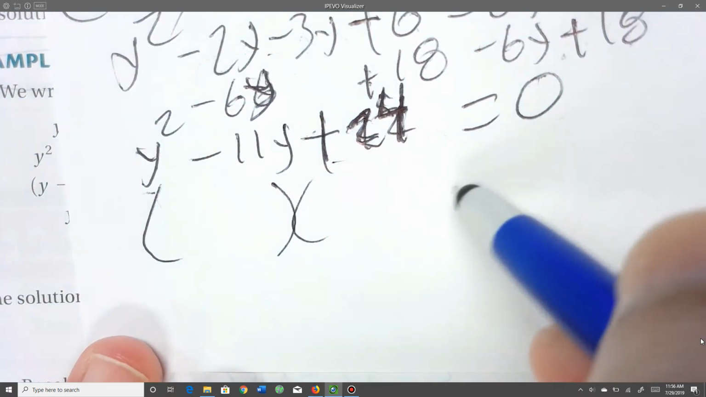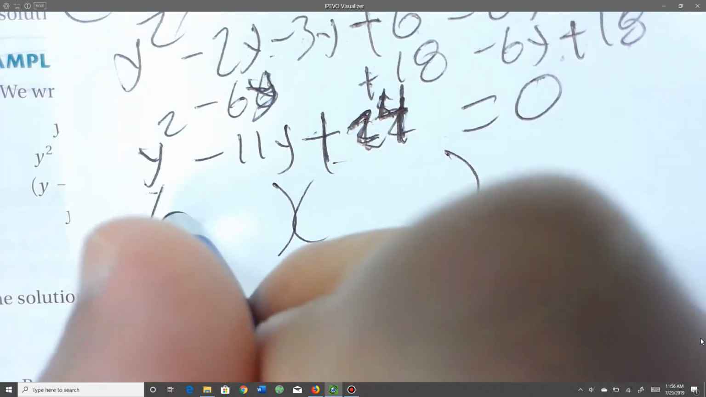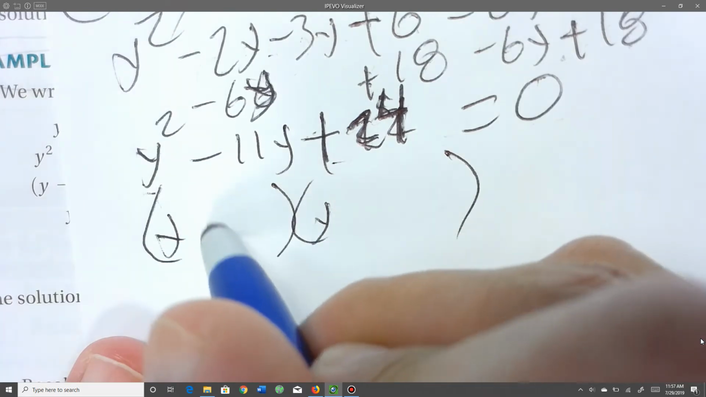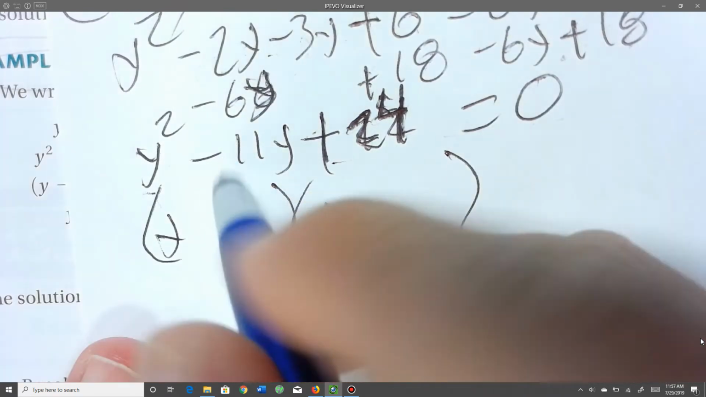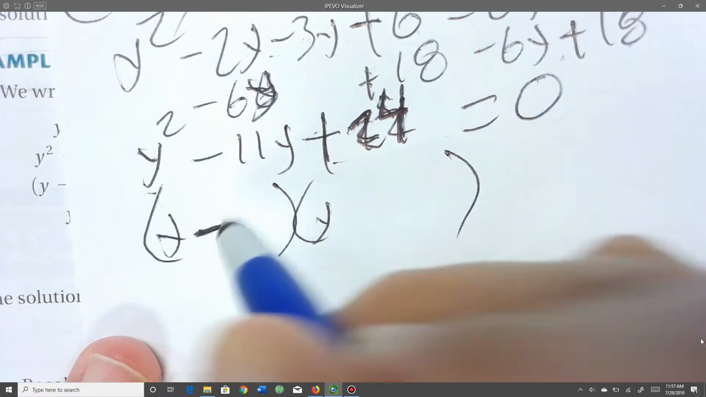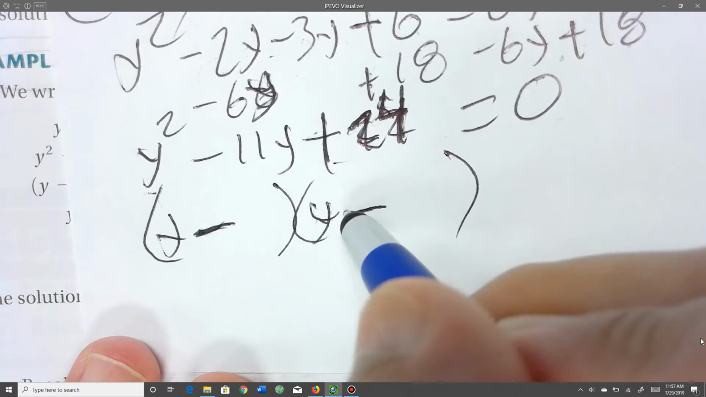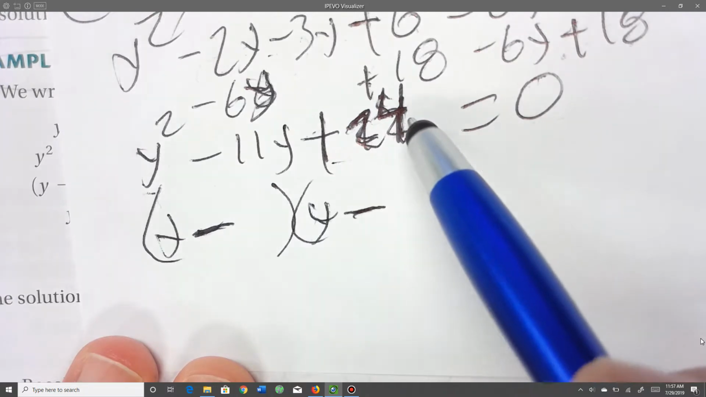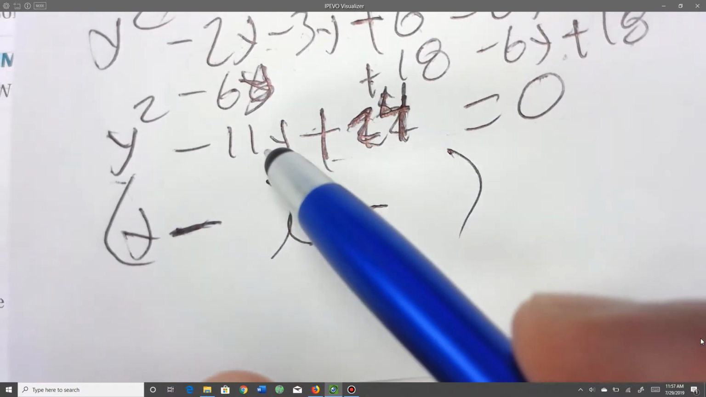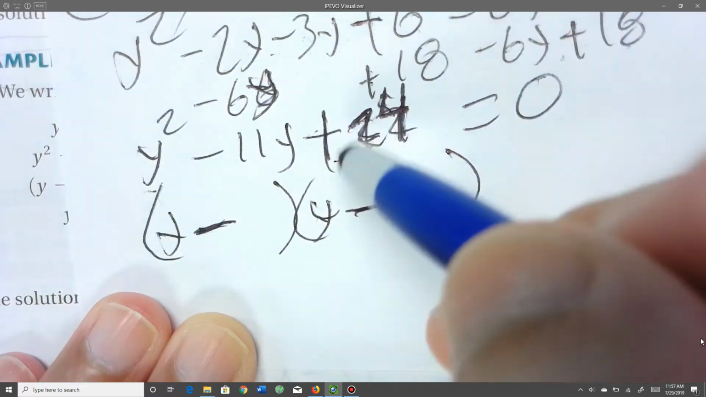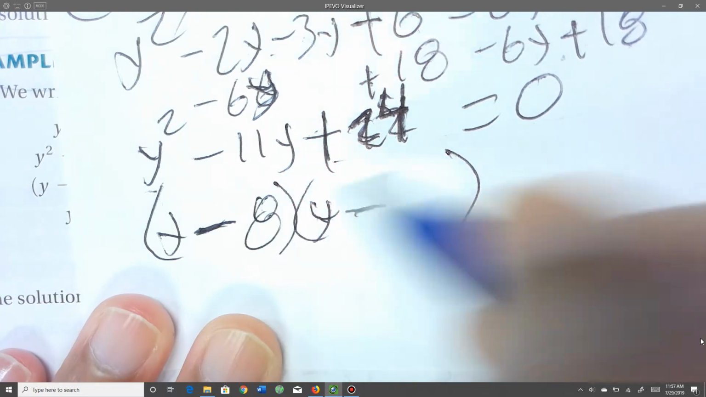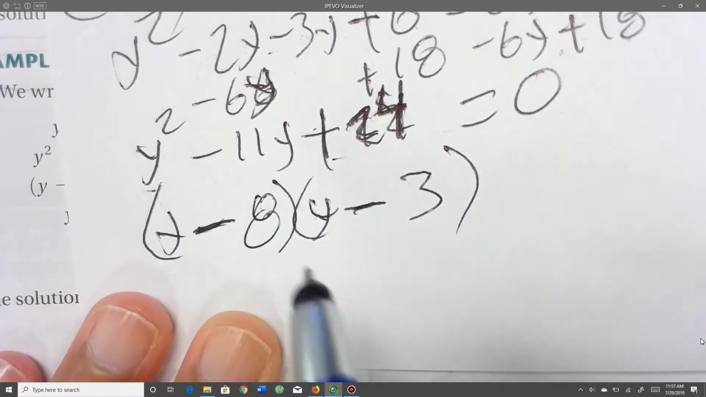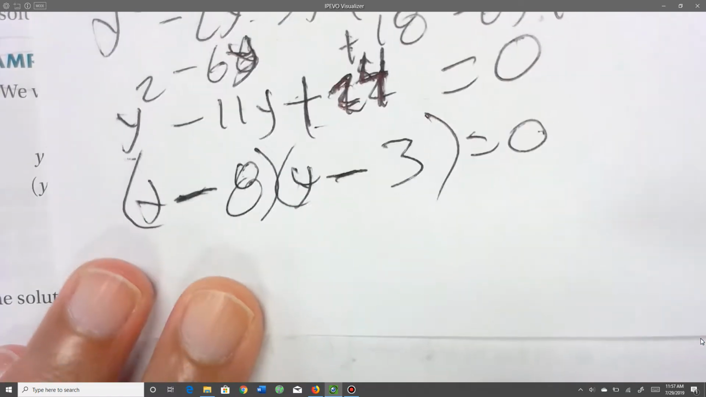I will use trial and error again to factor them. For the first terms, I use y. For my signs, I need a negative and a negative, or a positive and a positive. This sign tells me which. So it's two negatives. I need two factors that multiply together to give me 24 and, when added together, give me 11. So 8 times 3, because 8 times 3 is 24, and added together, you get 11. All of that is equal to 0.